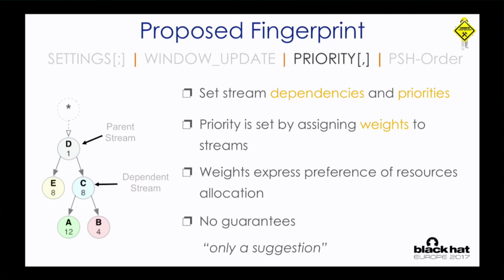For example, in this example, the client is telling the server, listen, if you have some kind of resource limitation, please use your resources first on stream D. Once you are done with D, use your resources for streams E and C, and each of them has a weight of 8. That means that the resources between them should be split 50% and 50%. Once you are done with stream C, please allocate your resources to streams A and B. And if the weights are 12 and 4, we can surmise that 75% of the resources should go to stream A, and 25% should go to stream B.